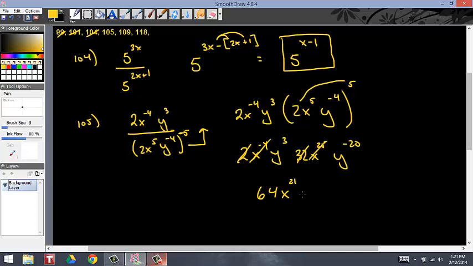And then y to the third times y to the negative 20th is y to the negative 17. However, what do I need to do with that negative exponent? Esther, push it down to the bottom. So I have 64x to the 21st over y to the 17.